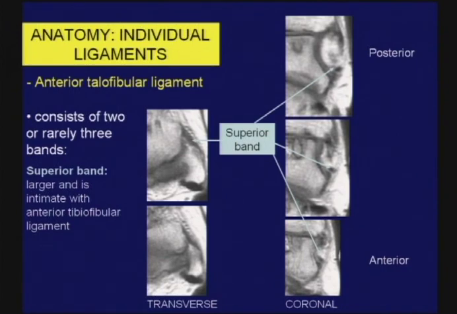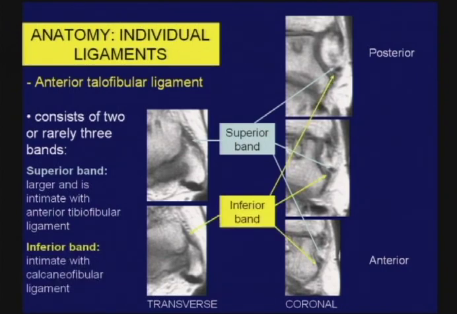But just below this, you will see an inferior band, intimate or closer to the calcaneofibular ligament, which accounts for a second dot that you can often see in them right here. So 2 dots are seen. So to be certain it is normal, it should look normal in 2 consecutive axial images.